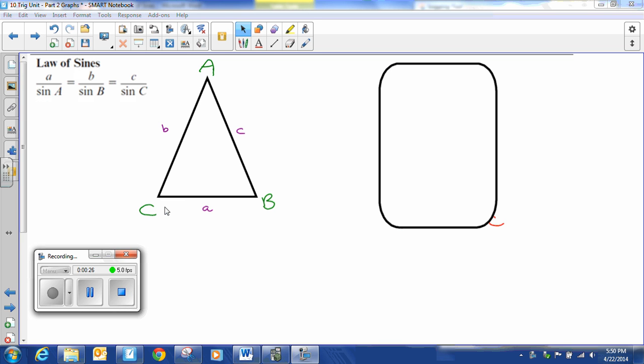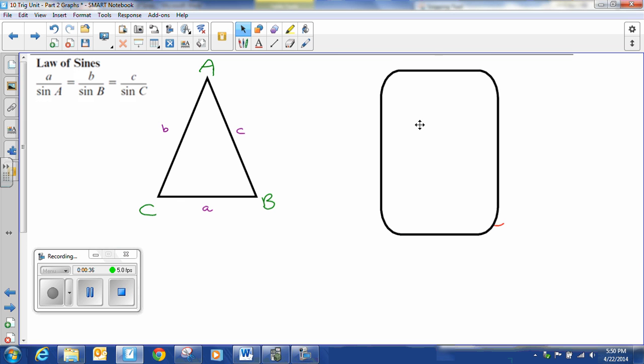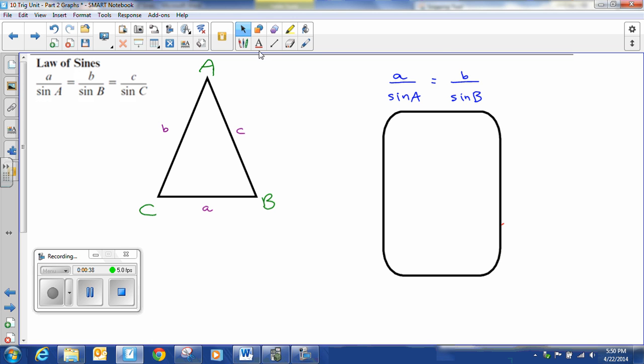So make sure you draw yourself a triangle like this, and you label the angles with uppercase A, B, C, and the sides with lowercase a, b, c. Okay, so we can do a lot of things with these proportions. Obviously, it's always a cross.